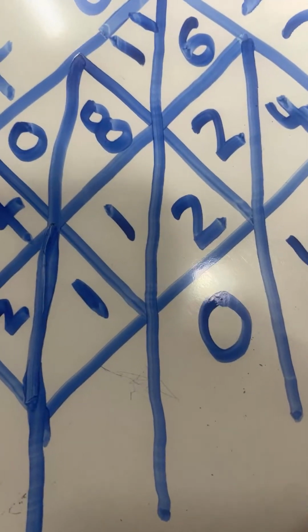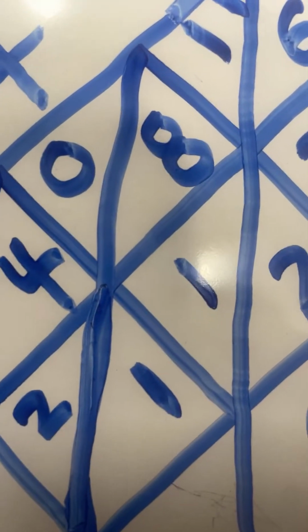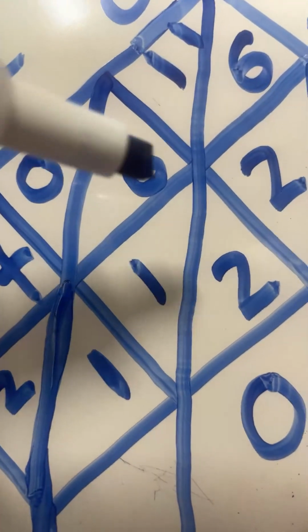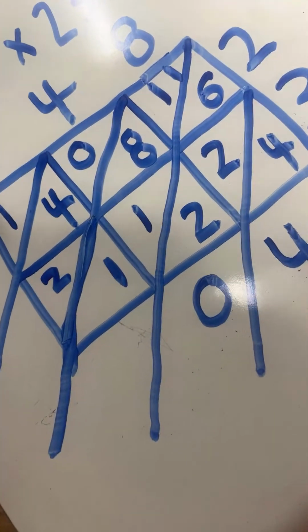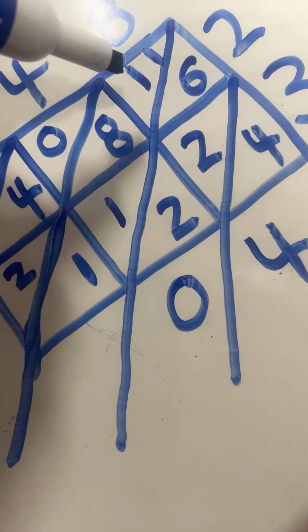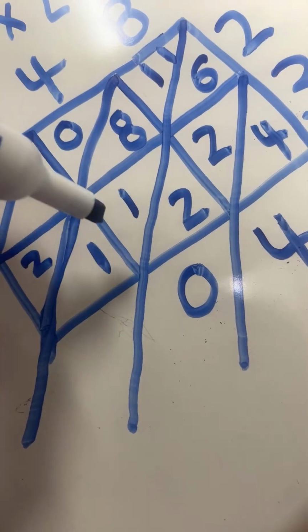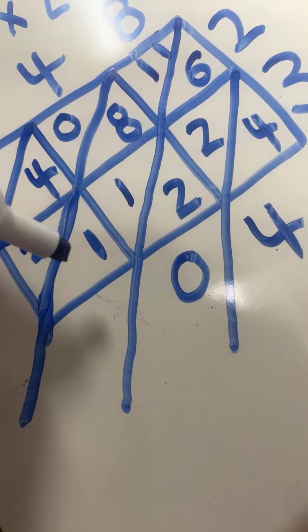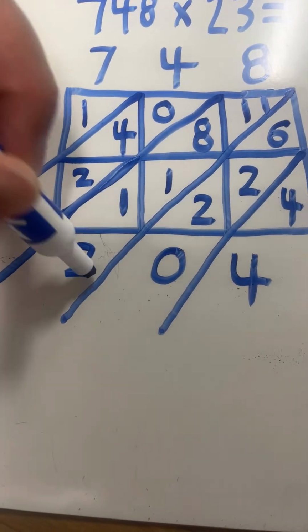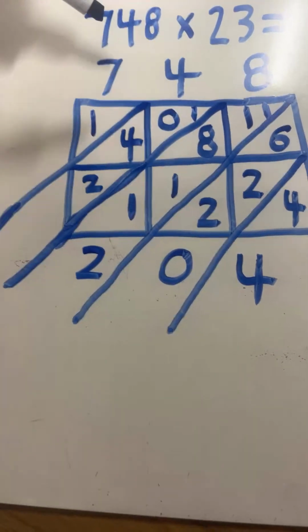So we have to add all the numbers that are in between these two diagonal lines. And our answer goes here in the hundreds place. All right, 1 plus 1 equals 2, plus 8 equals 10, plus 1 equals 11, plus 1 equals 12. So 2, carry the 1.